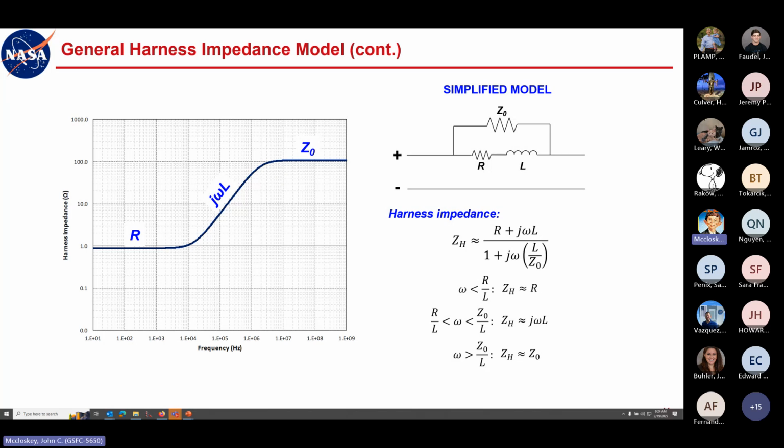So you have a high frequency plateau of your transmission line characteristic impedance. So this model will give you this curve. This is a typical harness impedance curve. It basically is always going to have this general shape, just determined by your R, L, and Z naught terms.